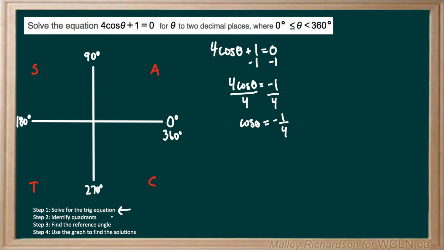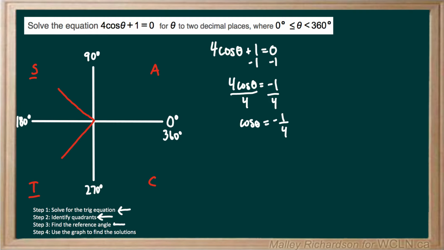Now we move on to step 2, where we identify the quadrants that this equation will lie. As we can see, cos theta has a negative value. So we need to use the quadrants where cos is negative. Well, we know in quadrant 3 and in quadrant 4, only sine and tan are positive, meaning cos will be negative in both quadrants.